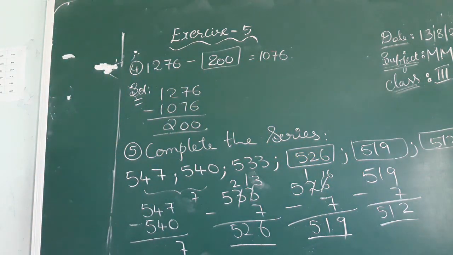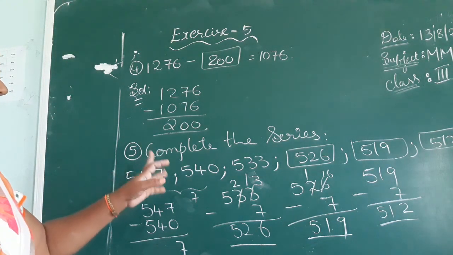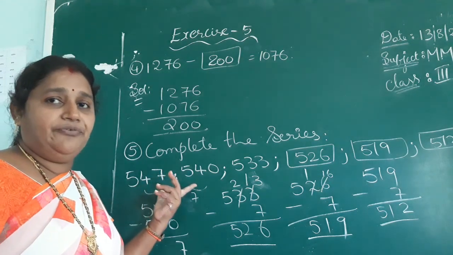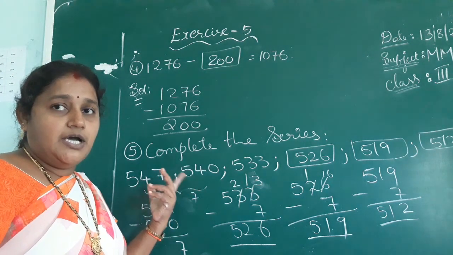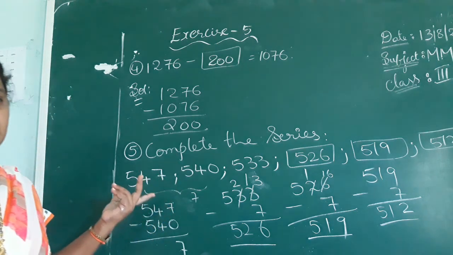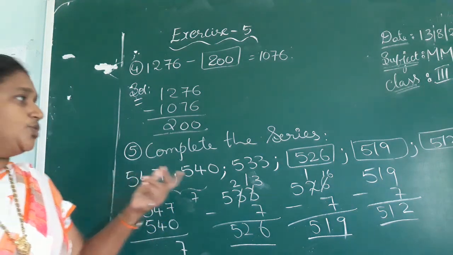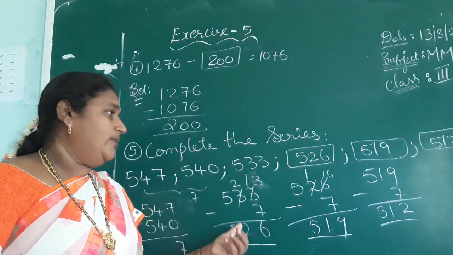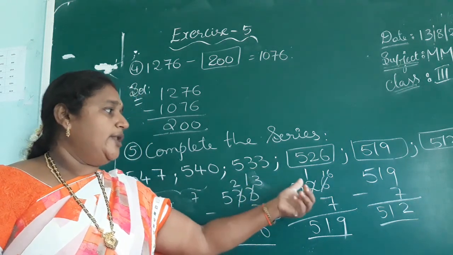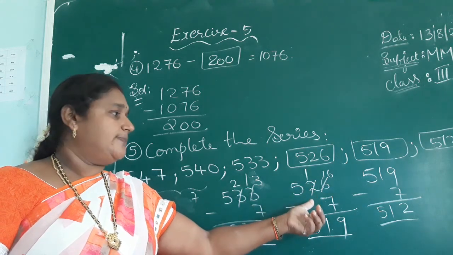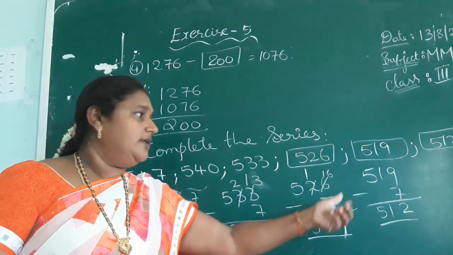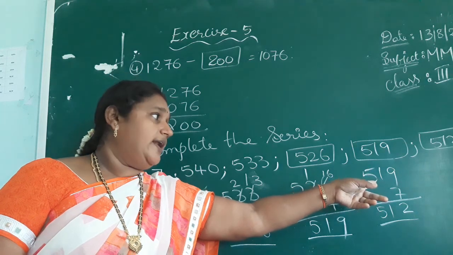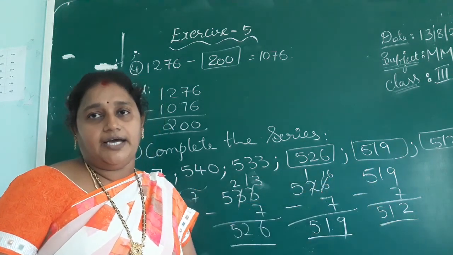By finding the difference between the numbers, we can write the series. What did we do? Once again I will repeat. Complete the series. First we should find the difference between the first two numbers. The answer you get is the difference between the numbers given. So first you subtract 533 minus 7, you get 526. Again subtract 526 minus 7, you get 519. Again subtract 519 minus 7, you get 512.